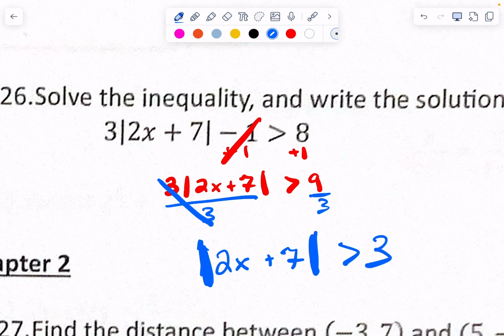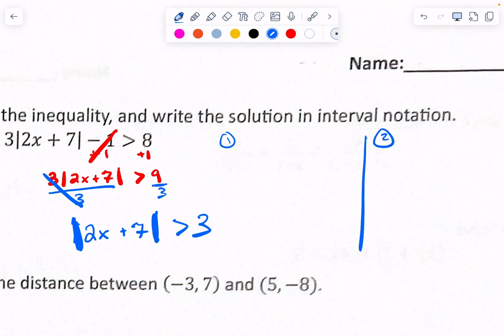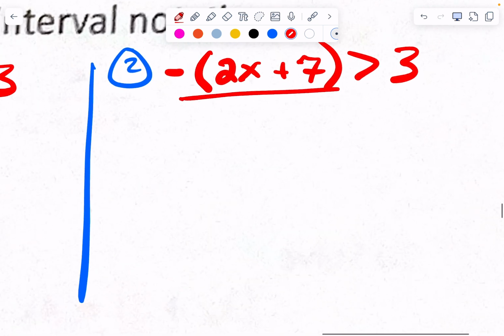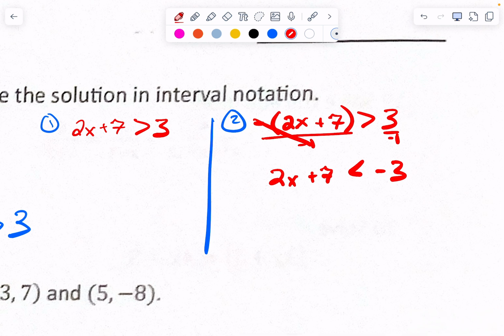is greater than 3. Now I start my two cases. Case number 1, case number 2. Can't you just flip the sign on the second one and make the same one? Yes, you can. So case number 1, 2x plus 7 is greater than 3. This is what Ellie was just asking. She said case number 2 technically looks like this, but can't you just divide by a negative 1, and then 2x plus 7 is less than negative 3 if you flip the sign? Do you guys remember doing that? So it's greater than 3 or less than negative 3.